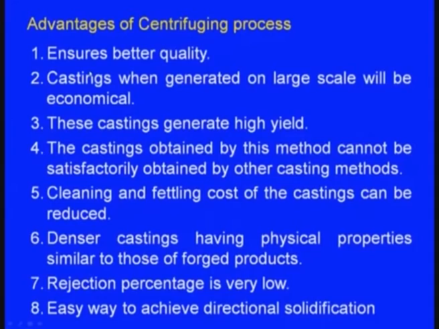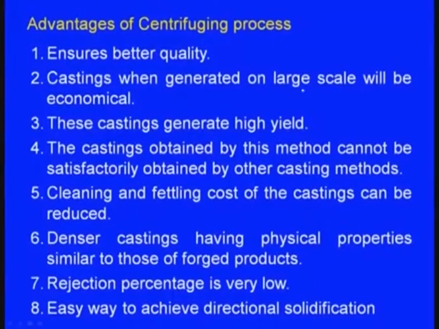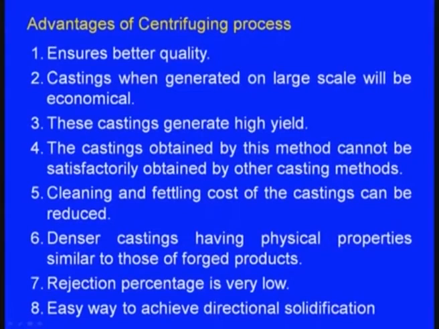What are the advantages of the centrifuging process? Ensures better quality. Castings when generated on large scale will be economical. Just now I have told you, in the centrifuging process, using a single mold several castings can be made with one sprue, several castings at a time. So, that is economical. These castings generate high yield, because for several castings there is only one central sprue. So, the molten metal consumed for the gating system is very less, that is how casting yield will be higher.